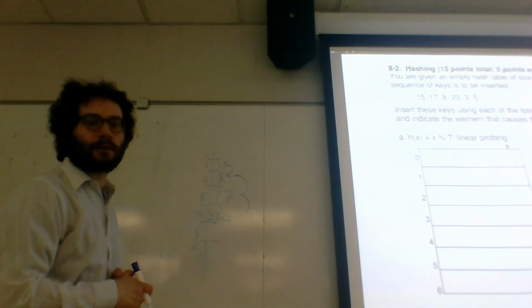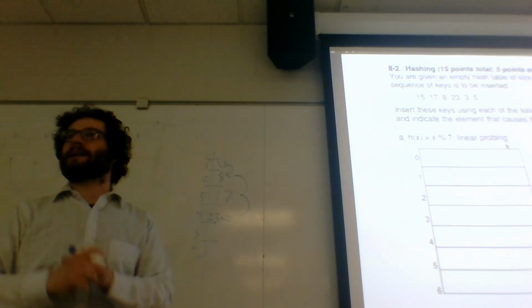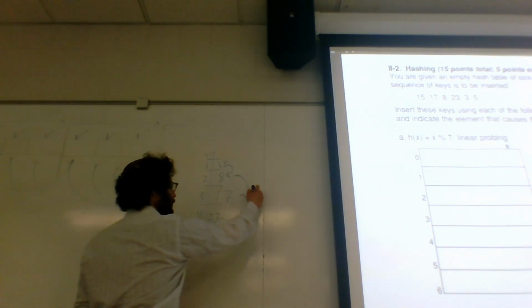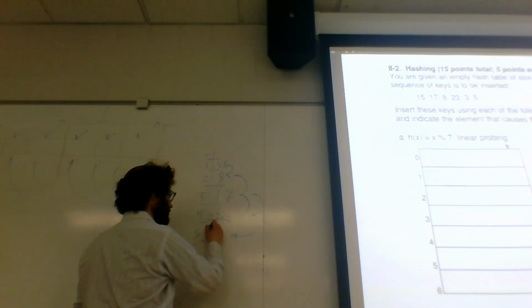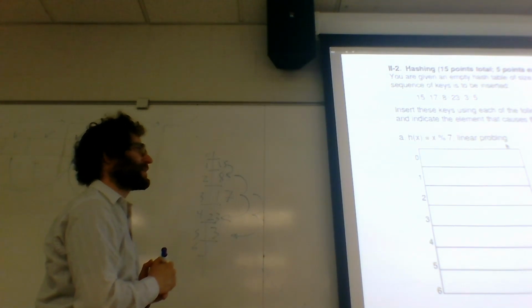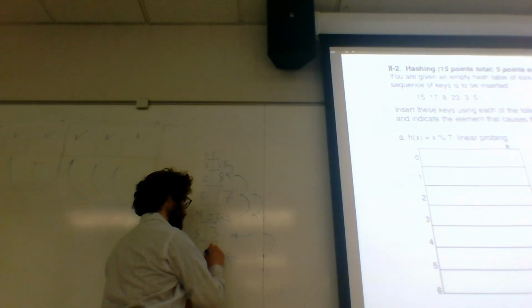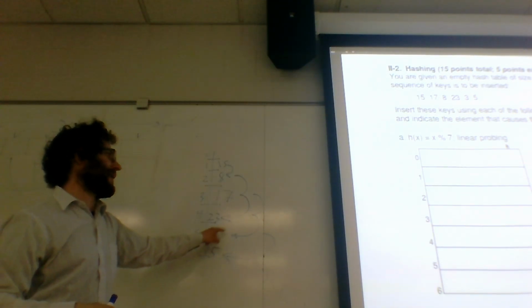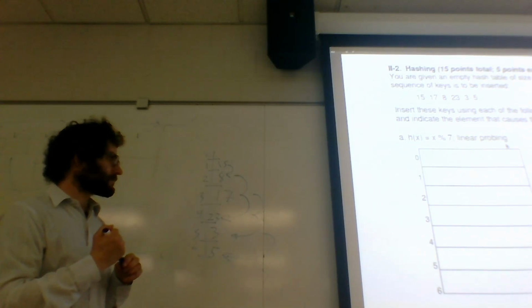Okay, what about 3? 3 mod 7 goes to 3, which inconveniently is full. And the next one is full, so we put 3 in index 5. Okay? Finally, 5 needs to go into index 5, but that's taken. So we put it into index 6. Right? And we can see the path that each of these keys took to get there.